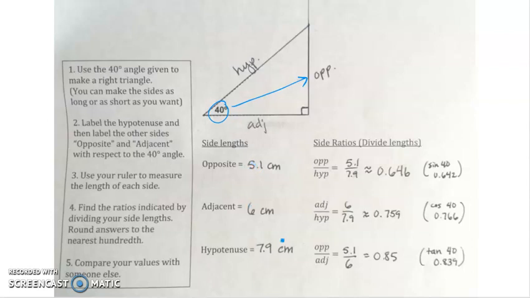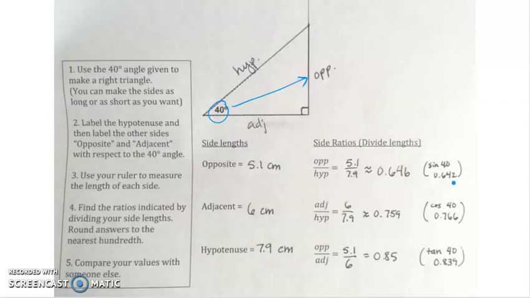I measured the sides and then divided the opposite side by the hypotenuse length, and got about .646. What we would have seen is that regardless of what you chose your side lengths to be, we all would have gotten basically the same thing when we divided these ratios. Because of the way triangles work, especially right triangles, they have the same ratio for a specific angle with opposite, adjacent, over hypotenuse.